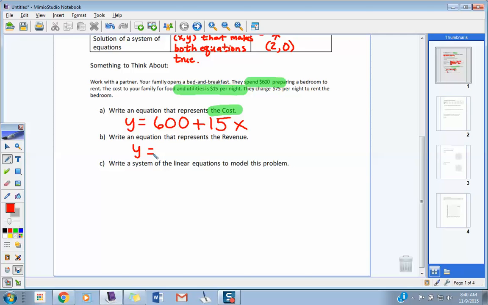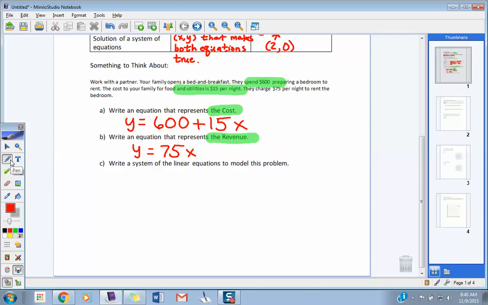how much money are we bringing in each night then? Well, this is our cost. This is what we're spending, right, as a business owner. But as a business owner, what are we bringing in each night? Every time we have somebody there, we bring in $75 each night. Okay? So we have an equation for our cost, and we also have an equation for our revenue. Cost, how much are you spending? The revenue, how much are you bringing in?